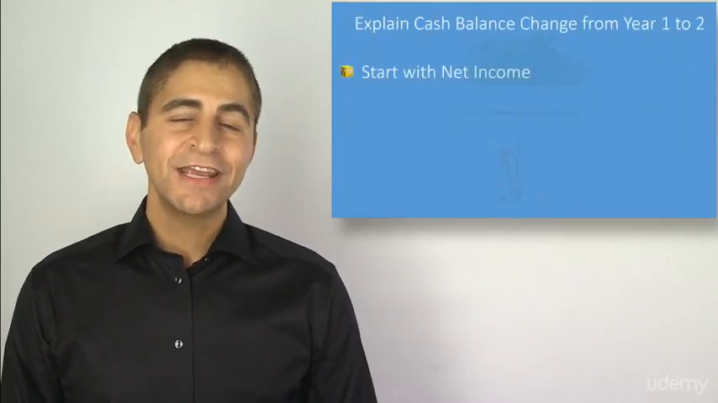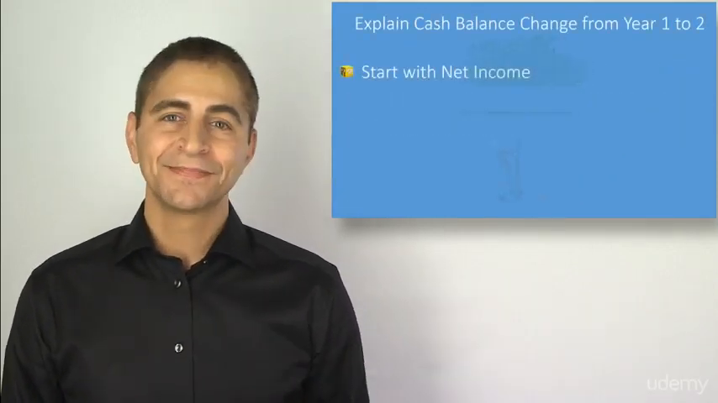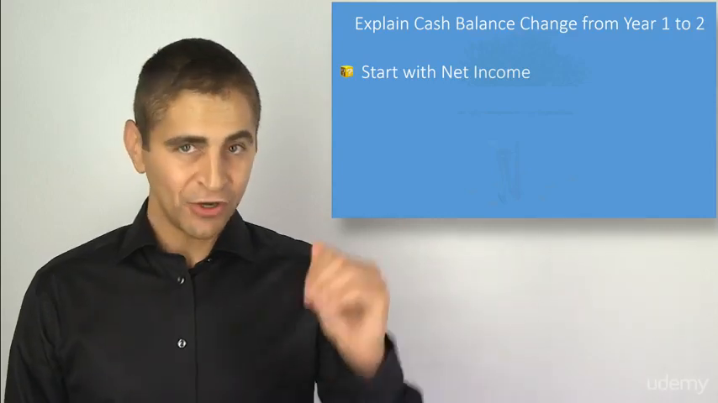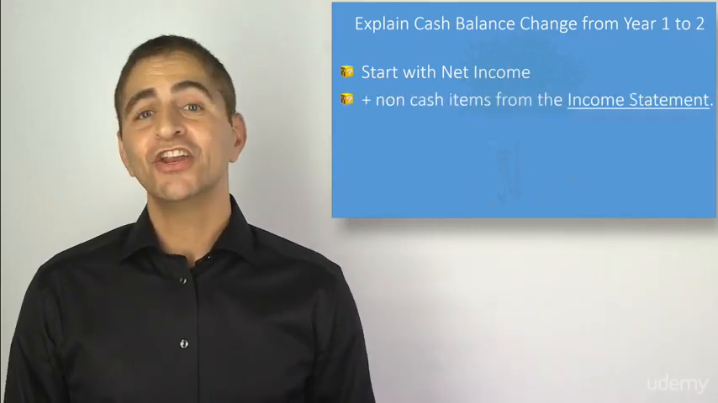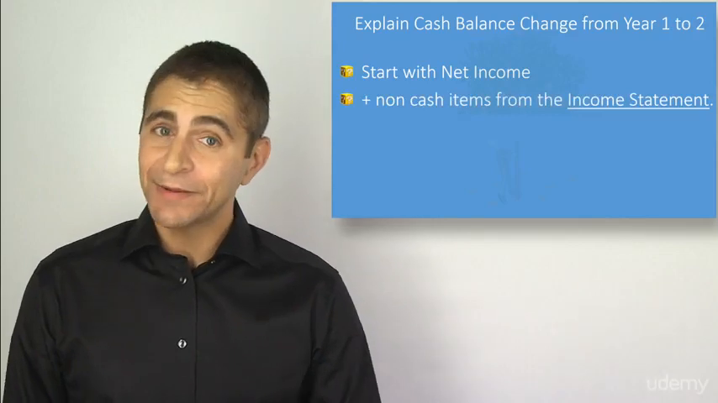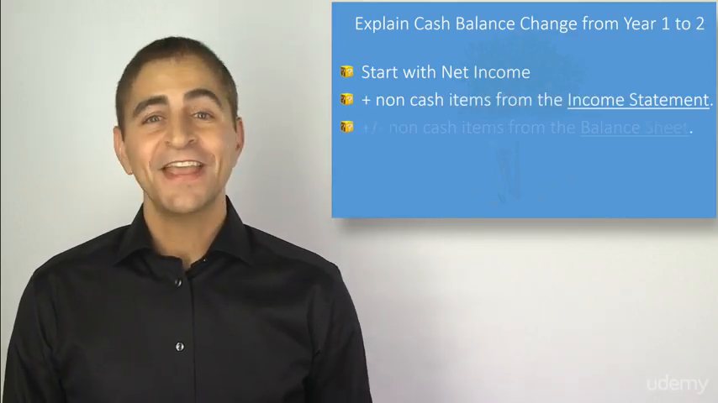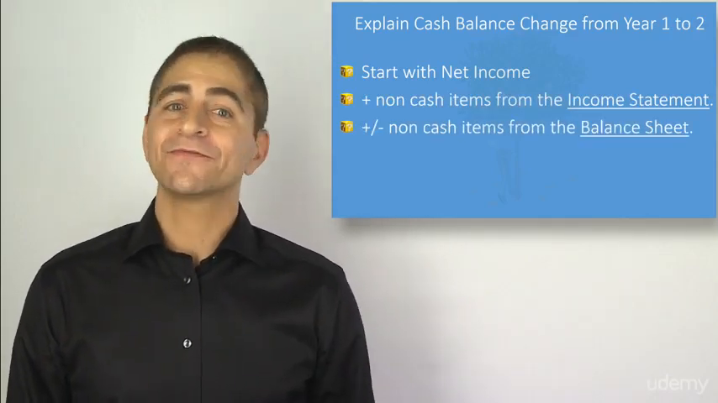And so here's how you make a cash flow statement. You start with net income at the top. And then you add back non-cash items from the income statement, like depreciation. And then you're going to add back non-cash items from the balance sheet.